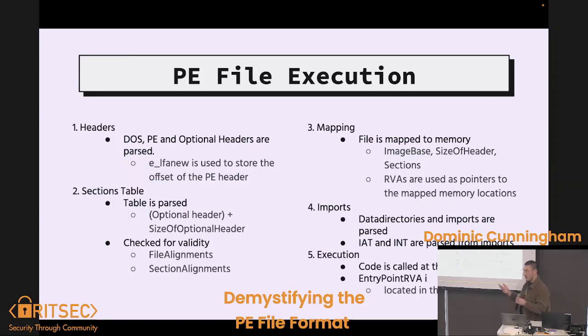And then it will go ahead and do execution. So like I said, it'll go ahead and rely on the entry point inside of the optional header. And this is where it goes ahead and takes the entry point RVA, or the entry point relative virtual address specifically, and uses that to begin execution.